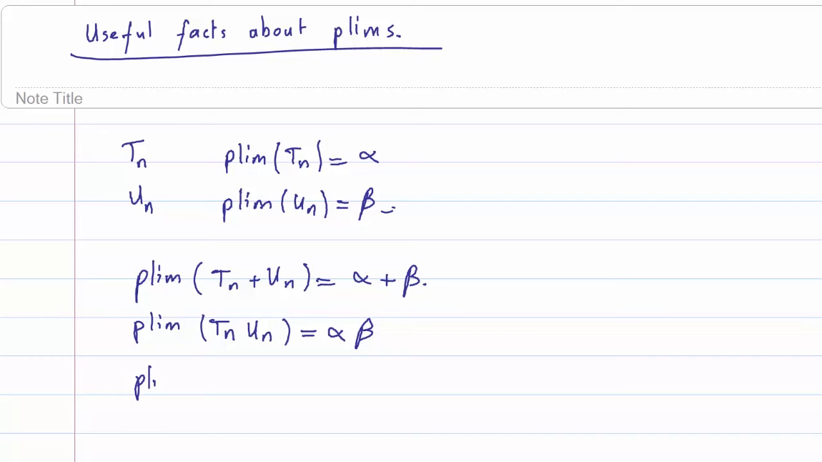The plim of a fraction, with a random variable both at the numerator and the denominator, is also the ratio of the plims, alpha over beta. And that's only, of course, if Un doesn't converge in probability to 0. Otherwise, we'll have 0 at the bottom.